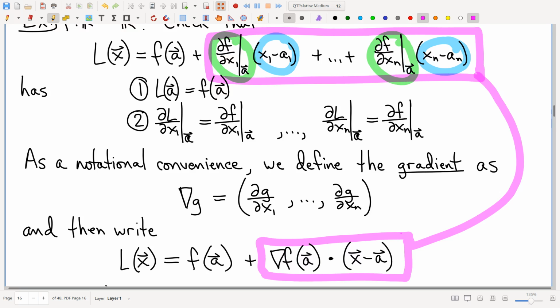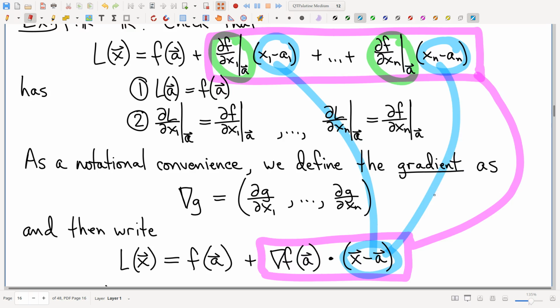So now, okay, what are these vectors down here? Well, I think the blue ones are pretty self-evident. Those blue coordinates are literally just the coordinates of the vector x minus a. If you take the vector x with coordinates x1 through xn, and the vector a with coordinates a1 through an, this difference has literally these coordinates.